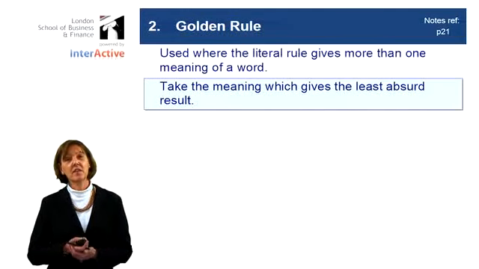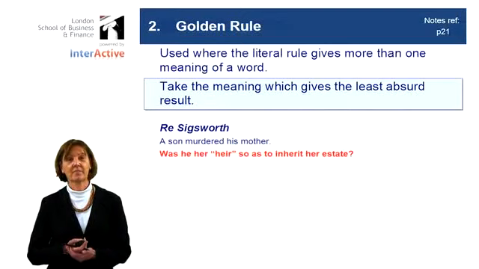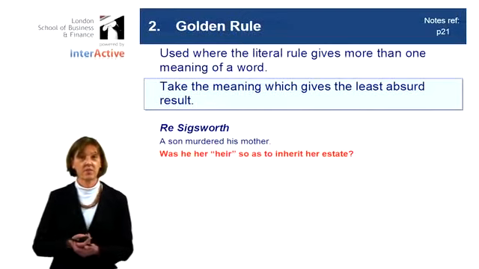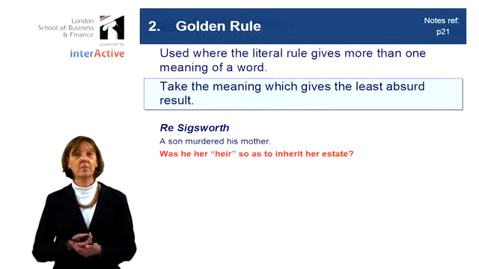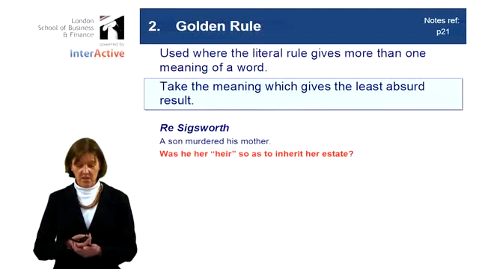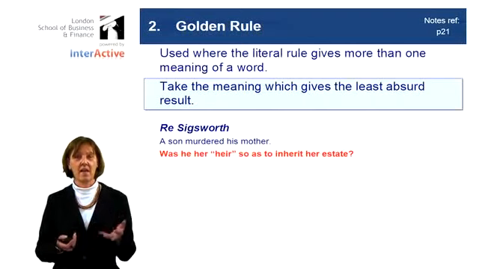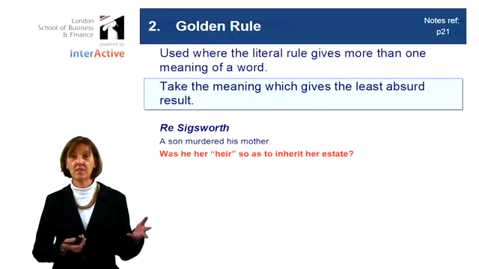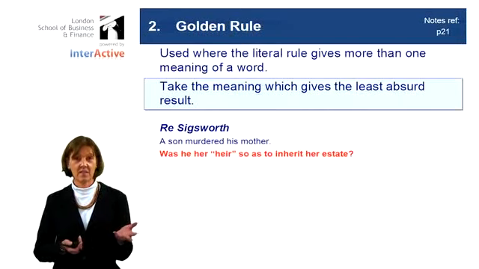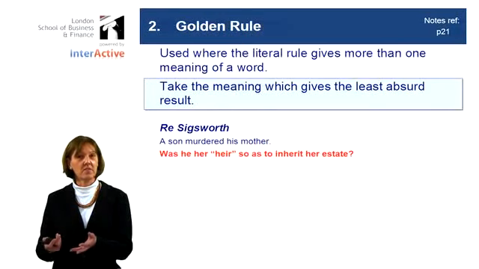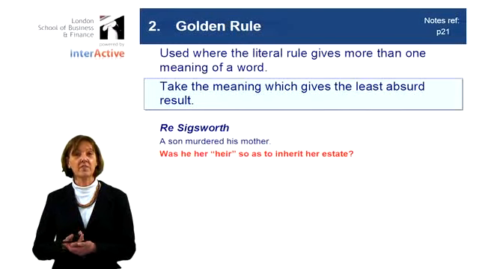Quite a good illustrative case on this is the case of Sigsworth. The facts are very short. What happened was that a son murdered his mother. And the question arose is, was he her heir so as to inherit her estate? Now, if you look up the word heir in an ordinary dictionary, you will find amongst several meanings is the word son. We talk about a son being someone's heir. But there is another meaning too. An heir is also defined as the person who should rightfully inherit.